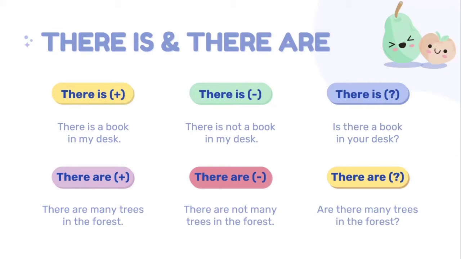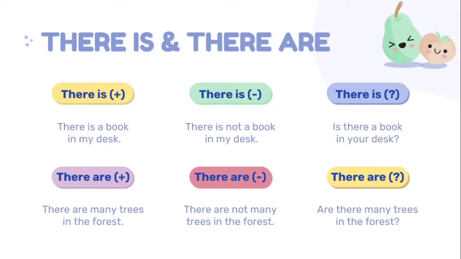It happens for there are too. So there are many trees in the forest for the positive sentence. And there are not many trees in the forest for the negative sentence. And then for the questions, put are in front of the sentence followed by there. So, are there many trees in the forest?